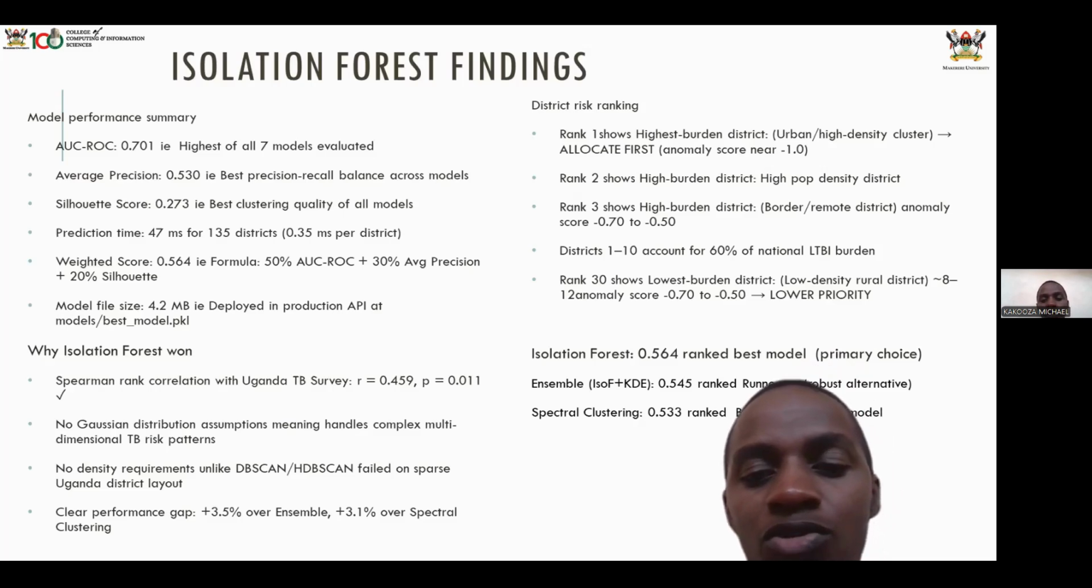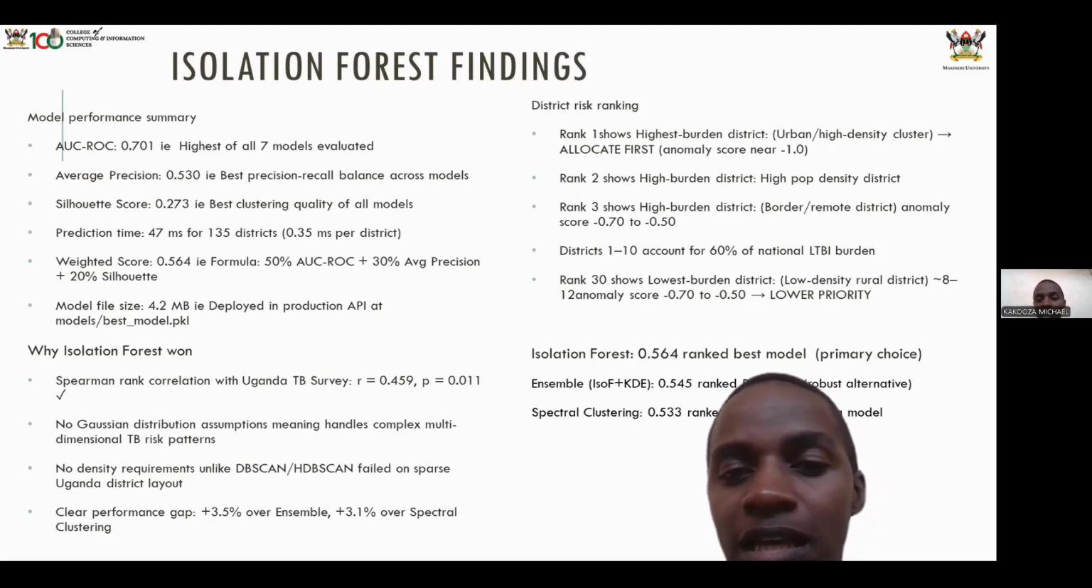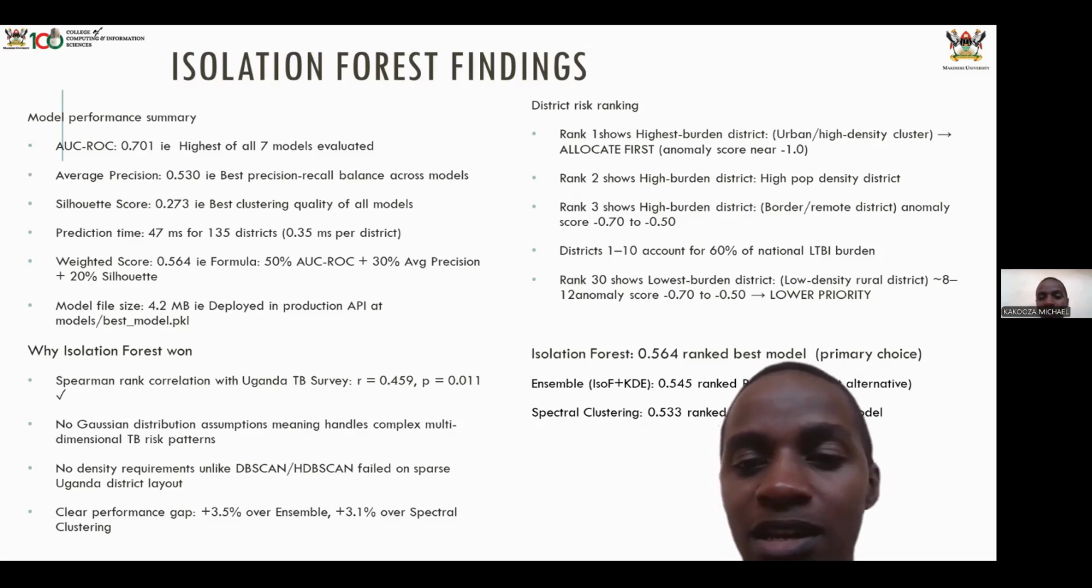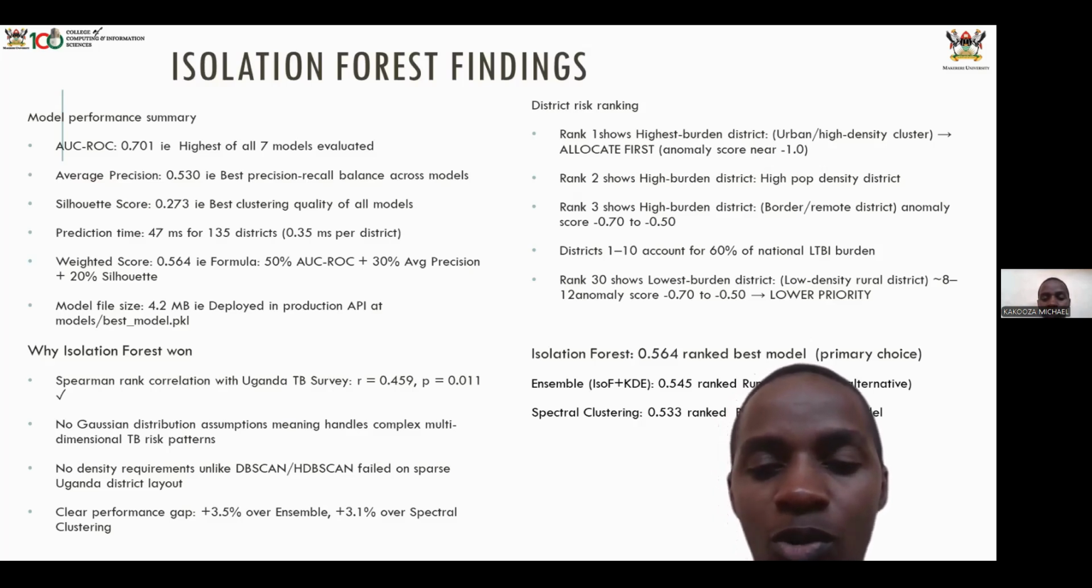And then you come to the district rankings. Here we look at the hidden burden districts, especially those in high populations. Also look at the rankings. Ranked number 2 in the highest burden, that is the high population density districts, and so on. So this is the overall rank of the model, the overall score of the model.